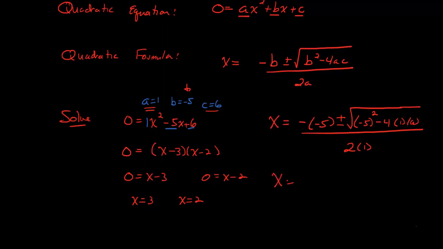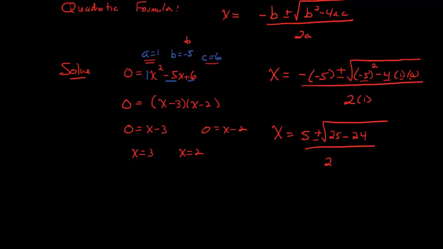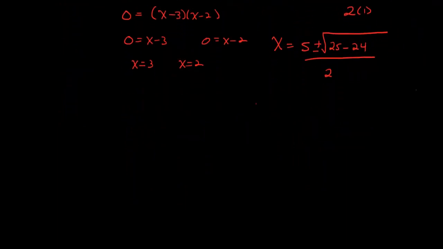Continuing, we get x equals the negative of negative 5, which gives positive 5, plus or minus the square root of 25, because negative 5 squared is positive 25, minus 4 times 1 times 6, which gives minus 24, and this is all over 2 times 1, which is 2. Notice that we can simplify that radical even further, and we get x equals 5 plus or minus the square root of 1 all over 2, and the square root of 1 equals 1, so we get 5 plus or minus 1 all over 2.